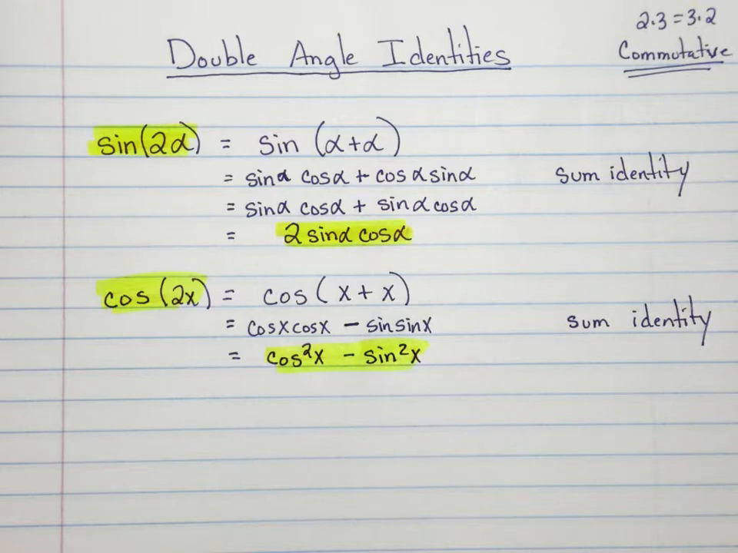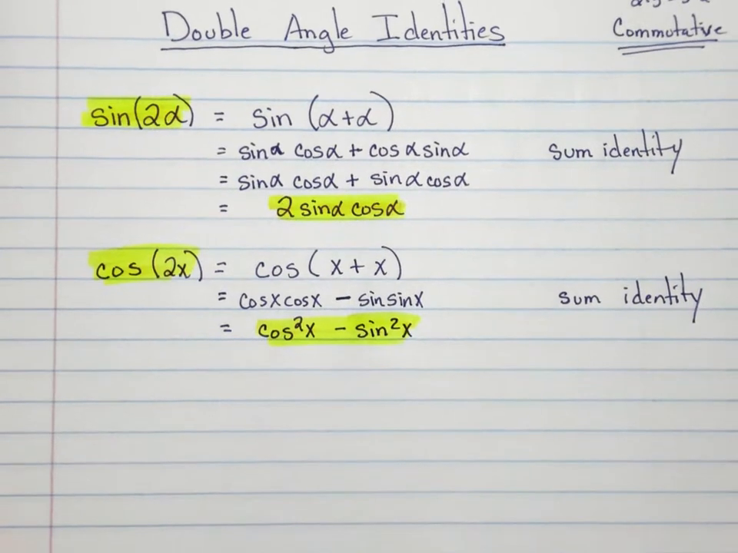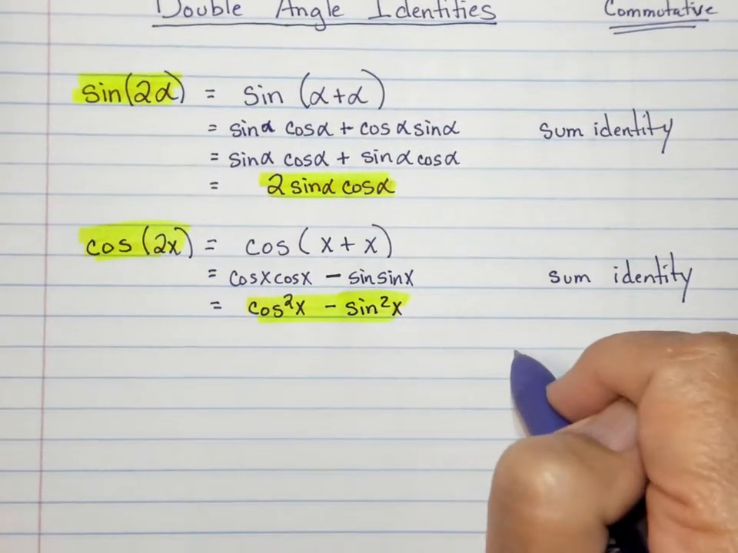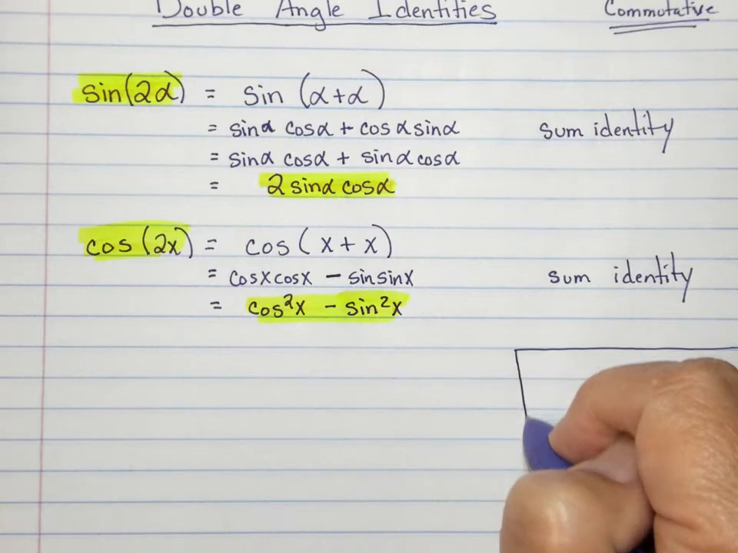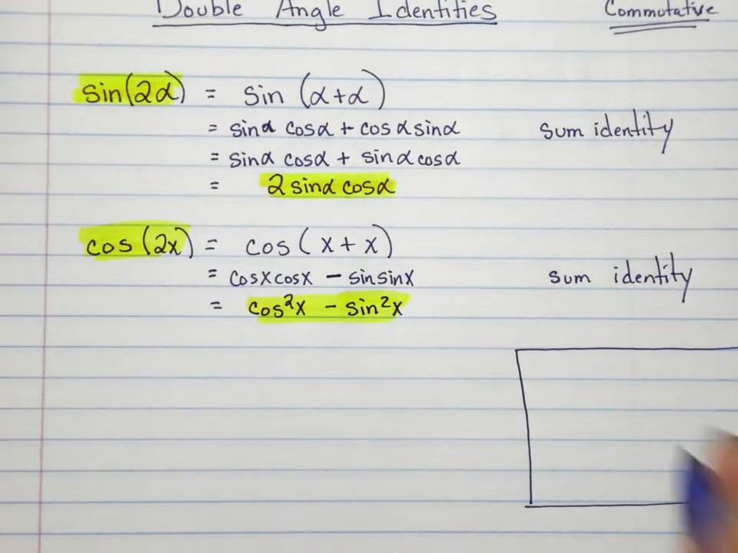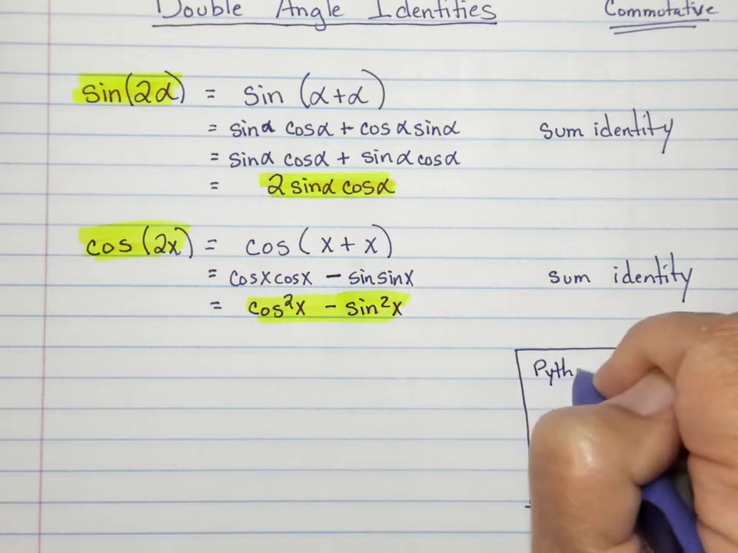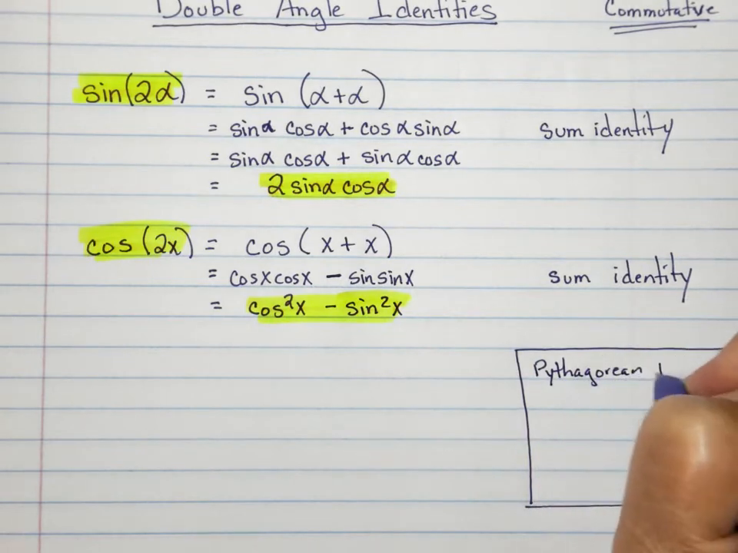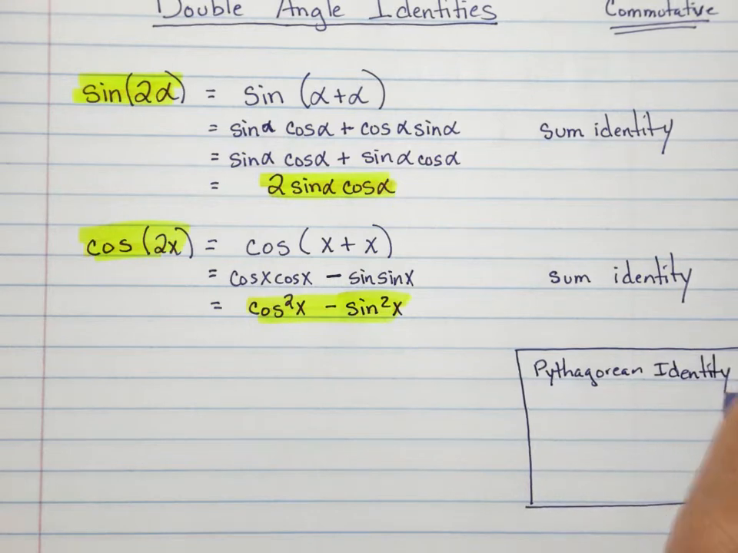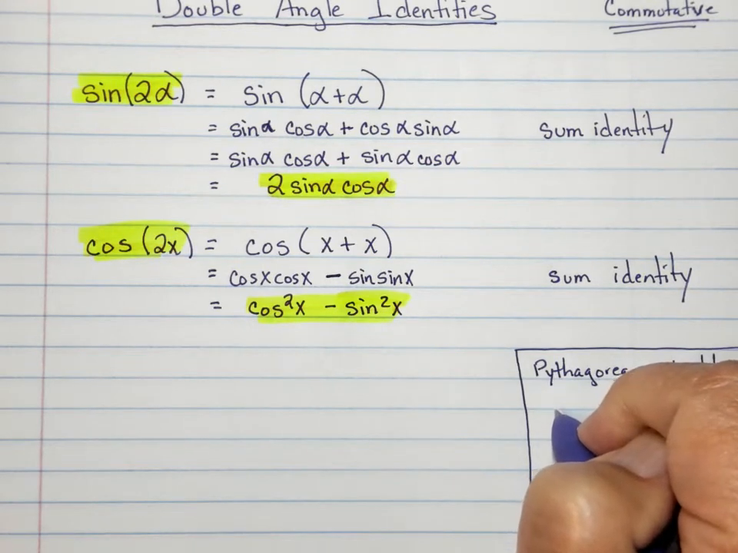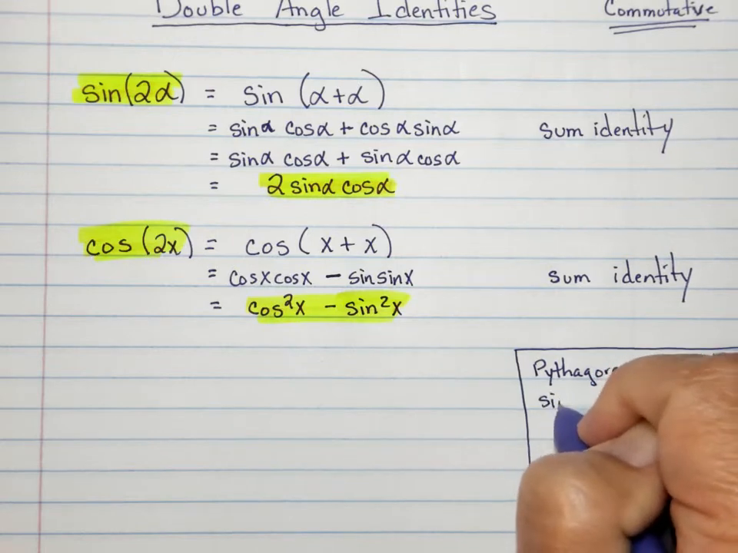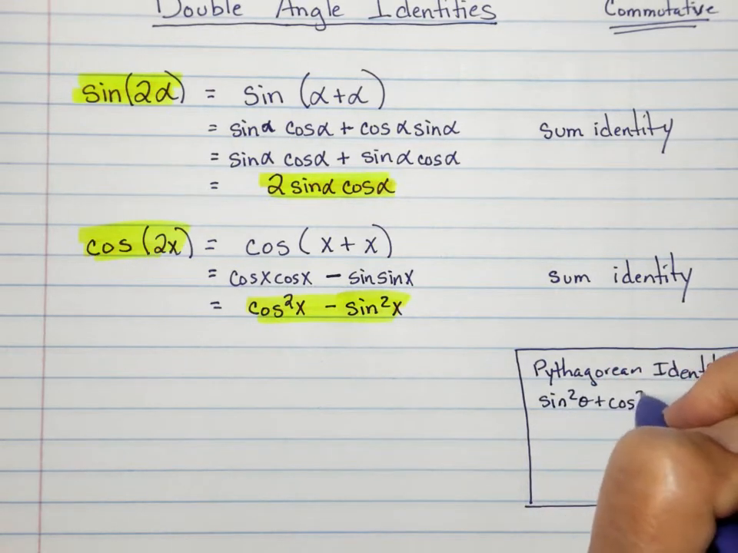Well, that's one of them. The double angle for cosine actually has 3 variations. And you can use any of the 3 at any given time, but having the 3 separate variations helps you. So like over here on the side, we just want to remind ourselves about this Pythagorean identity. Our Pythagorean identity says sine squared theta plus cosine squared theta equals 1.